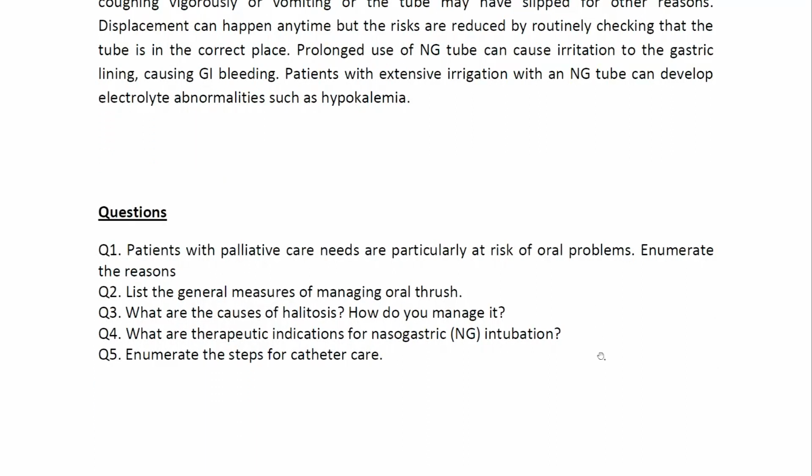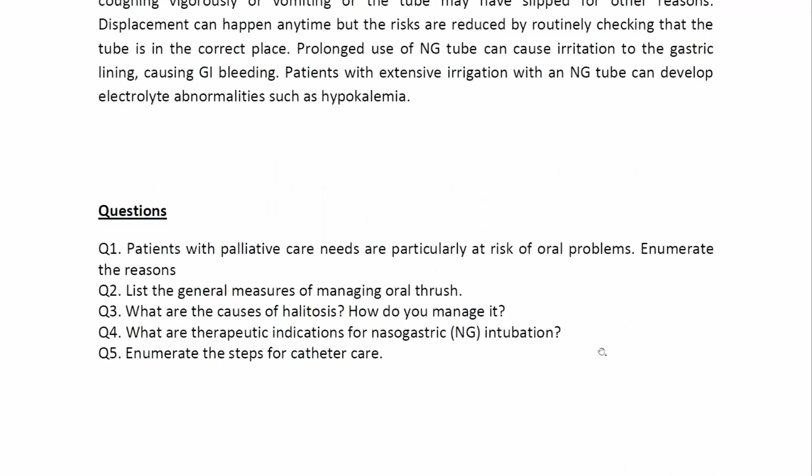There are certain questions to be answered. Patients with palliative care needs are particularly at risk of oral problems. Enumerate the reasons. List the general measures of managing oral thrush. What are the causes of halitosis? How do you manage it? What are therapeutic indications for nasogastric intubation? Enumerate the steps for catheter care.